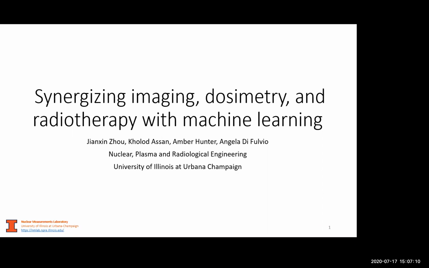And today I'm going to talk about our attempt in synergizing imaging, dosimetry, and radiotherapy with the help of machine learning to address some of the current challenges in hadron therapy in general. This work was mainly performed by Jiangxin Zhu, Koloda San, and Humber Hunter, who are respectively graduate students and undergraduate students at the University of Illinois at Urbana-Champaign.